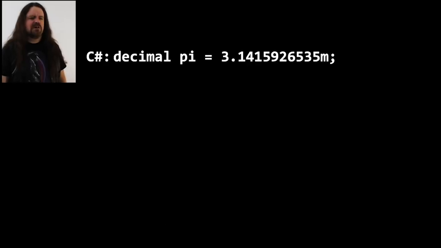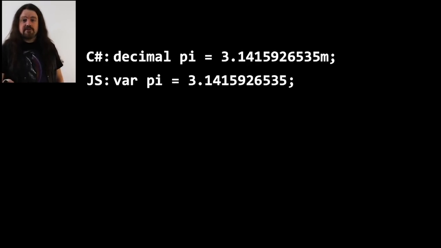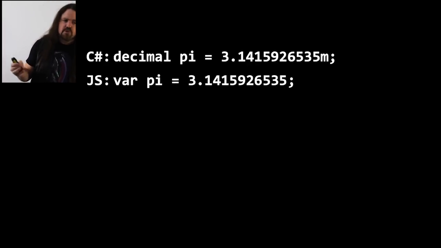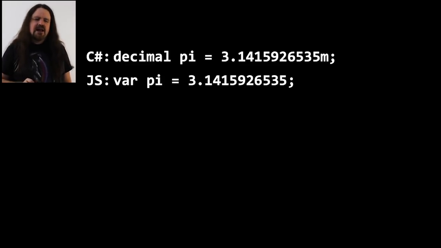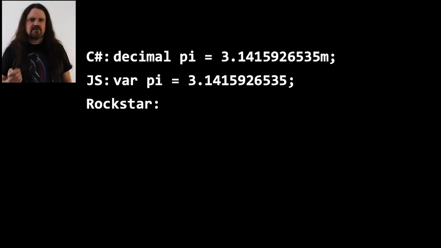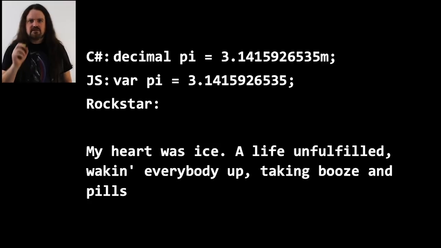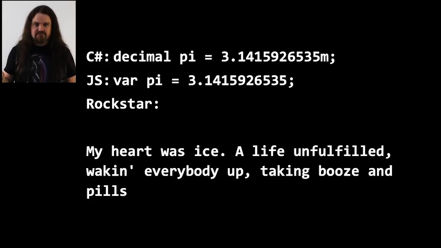In C#, you want to initialize a decimal of pi, 3.141, blah, blah, blah. In JavaScript, var pi equals 3.14159, and after this you're in floating point arithmetic, so you're probably not getting it back exactly anyway. In Rockstar, you can use poetic literals with decimal places. "My heart was ice." Period. "A life unfulfilled, waking everybody up, taking booze and pills." 3.14159265335.